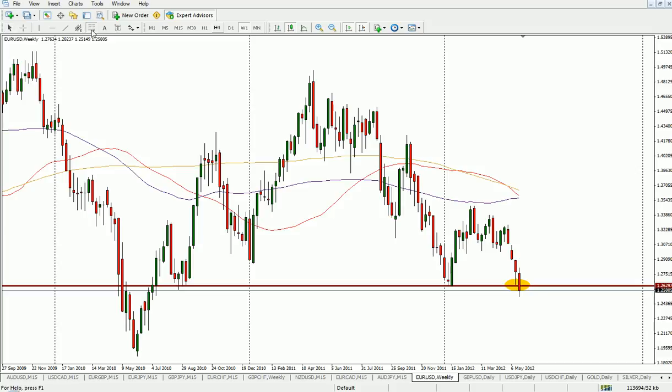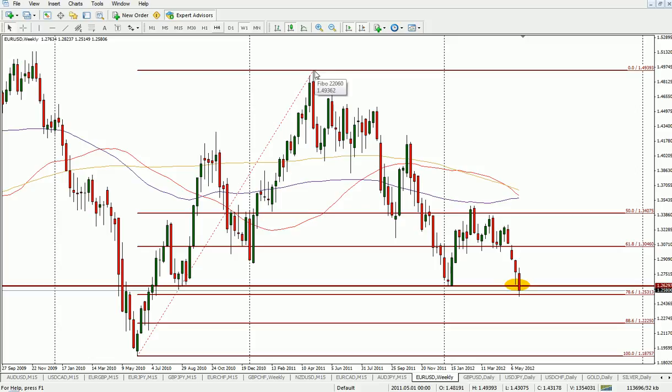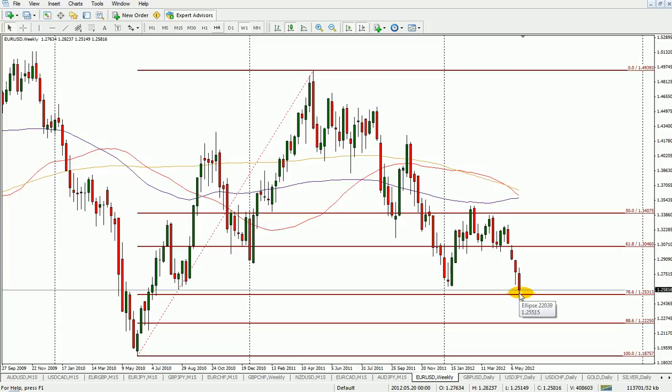Another level to look at on this weekly chart, this weekly fib setup that we've had on for the last few weeks, is the 78.6 Fibonacci retracement level, which the market is looking at. We've literally tested that to the pip. That also coincides with that previous support, and that is the key level I'm focusing on today and for the rest of the week.